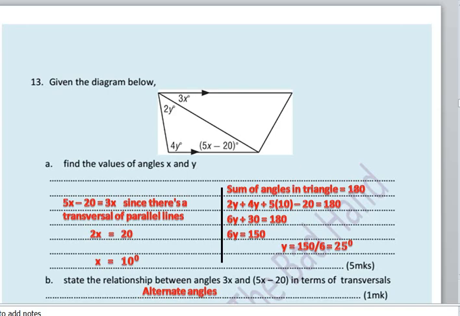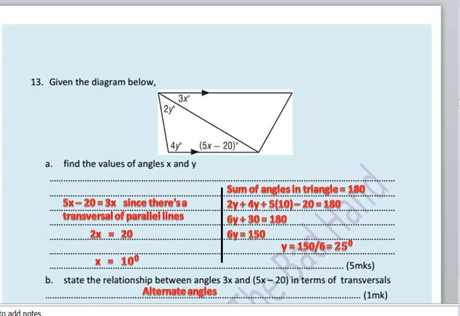And for this reason, this angle 3x must be equal to this angle 5x minus 20. These two angles are the same. So we have 3x equal to 5x minus 20 and 2x equal to 20, giving us the value of x to be 10 degrees.